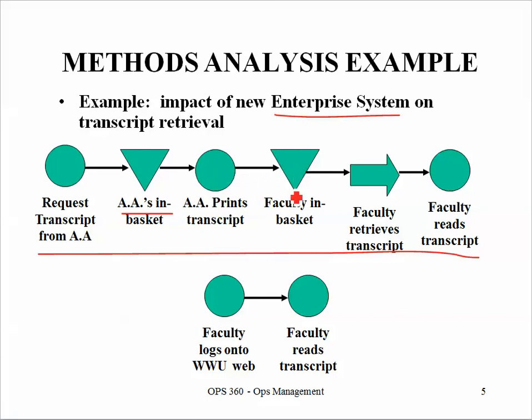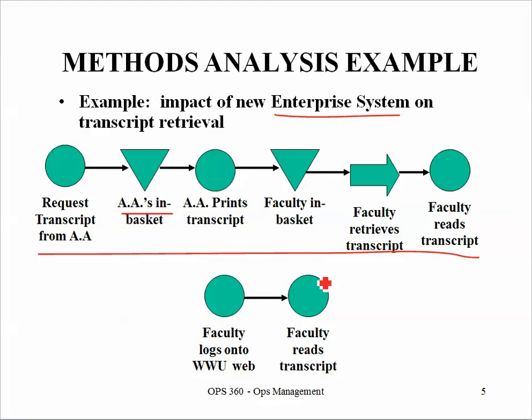and puts that transcript in the faculty's mail box or in basket. Again, inventory, so it's an upside down triangle. Faculty member then walks down from their office to the departmental office and retrieves the transcript, and the big arrow here represents transportation. And finally, the operation, the faculty member reads the transcript.